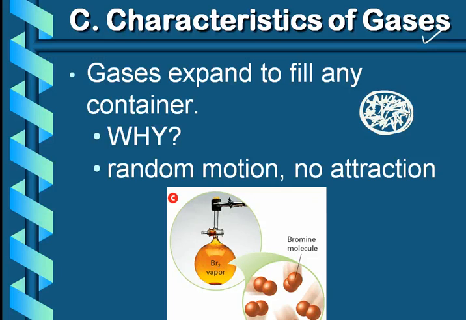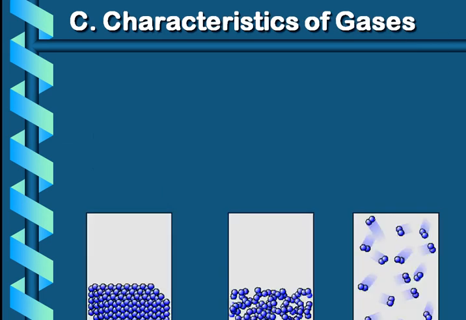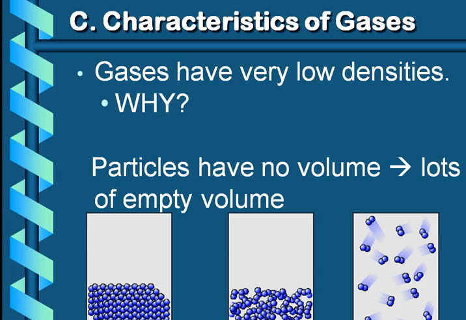And so they are going to continually move. Why? Because of the random motion and having no attraction. So here, if you were to zoom in on what is occurring in this picture, you would be able to see that motion. And so gases have very low densities. Why? Because we're assuming that the particles have very little to no volume. And so, again, we could see that looking at our phase change here.